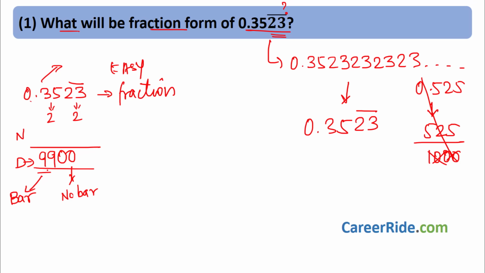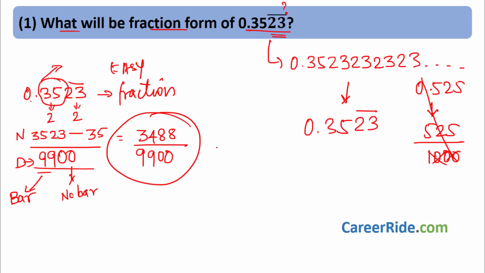Now how to find the numerator? Write first the entire number after the decimal point, that is 3523, minus what should we subtract? We should subtract the number which is not below the bar, that is 35. What do we get? We get 3488 divided by 9900. This is the fraction form of 0.3523 with repeating 23. Understood?